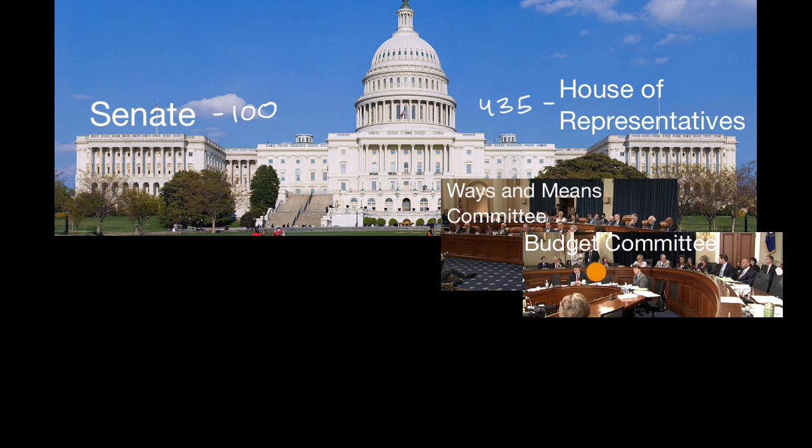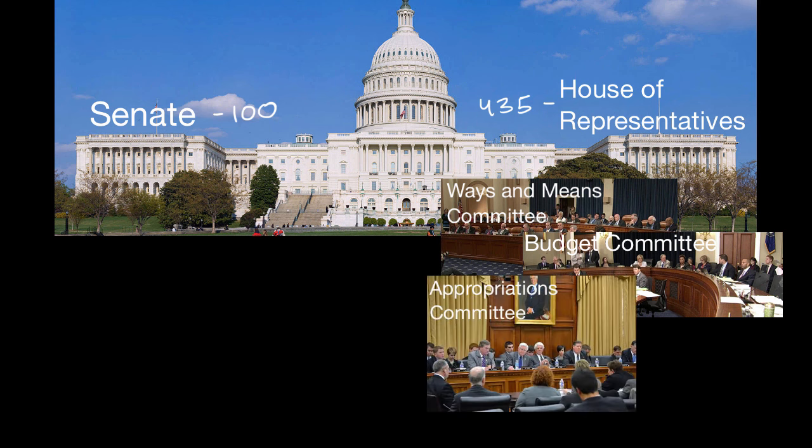But the Budget Committee decides what is actually the budget of the government. The president can make a proposed budget, but it's the Budget Committee that actually decides on what budget Congress will actually vote on in the House. Now, once you have a budget, you have to think about how you're going to spend that money.